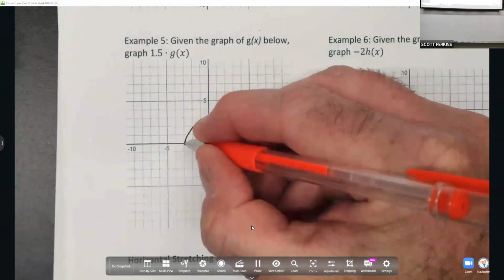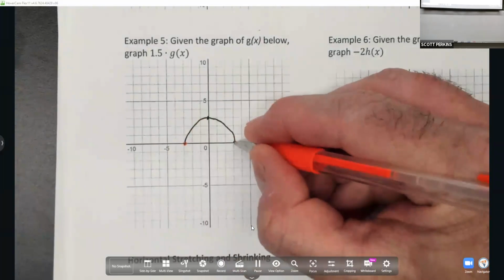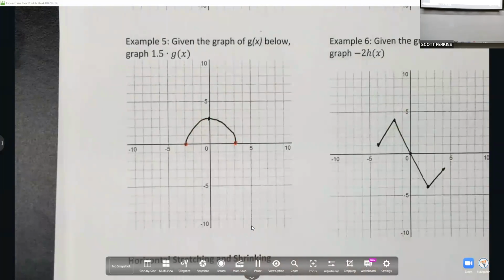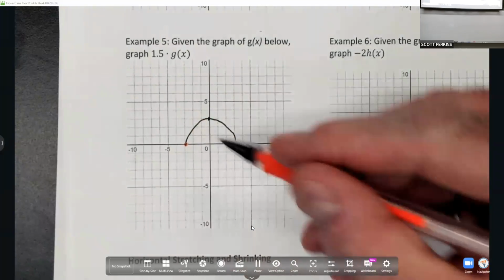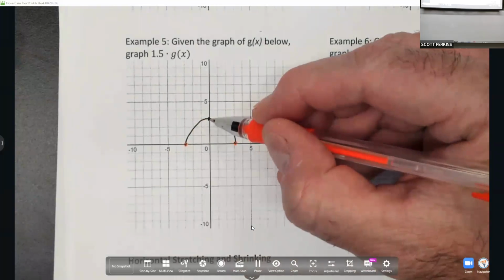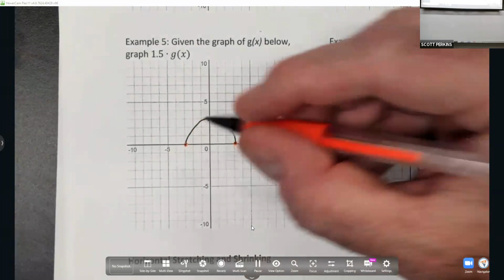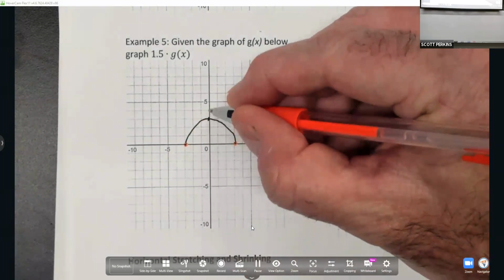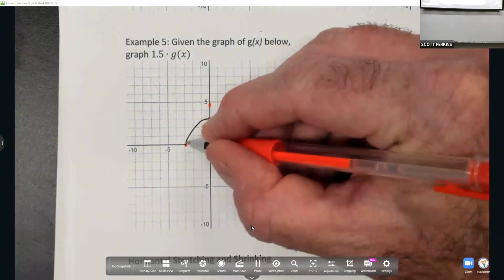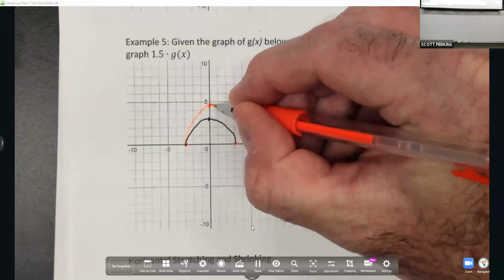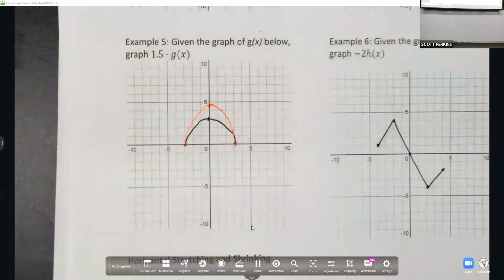So again, the endpoints, the y values are both 0. So 0 times anything is 0. The point in the middle is the one that matters. And when I multiply 3 by 1.5, what's the new y value? 4.5. So 1, 2, 3, 4 and a half. And so my new thing, there it is.